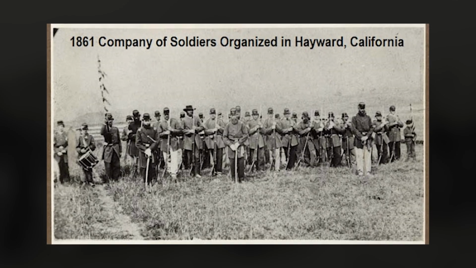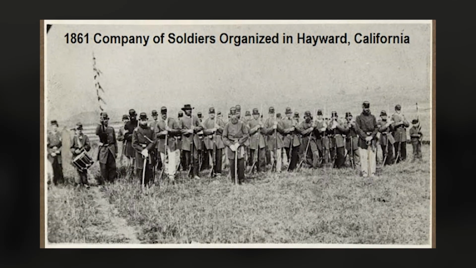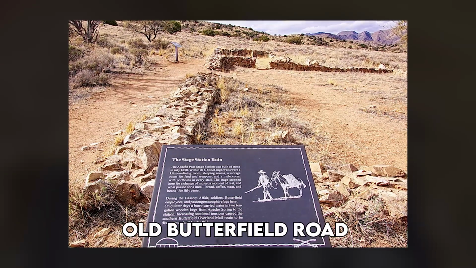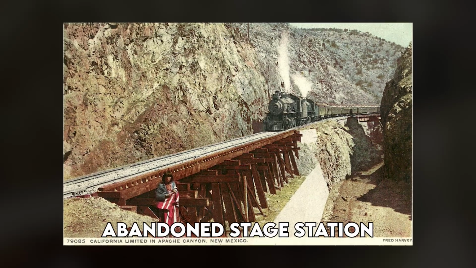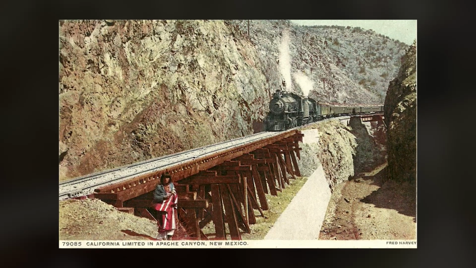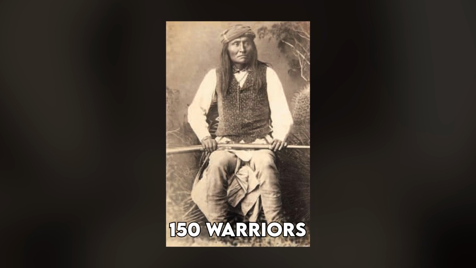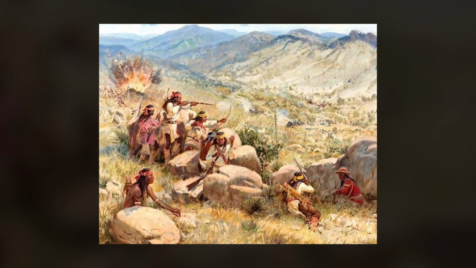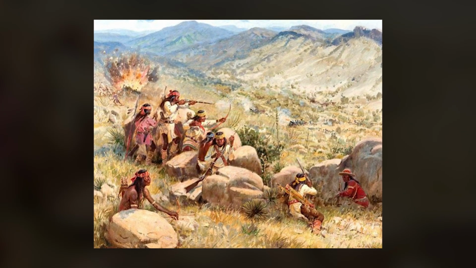This conflict took place when a group of 96 California volunteers, who were part of the advancing force, were making their way to the San Simon River using the old Butterfield Road that passed through Apache Pass. As they neared the abandoned stage station, Cachez and his ally, Mangus Coloradas, along with approximately 150 warriors, launched a surprise attack from the back of the column. In response, the Californians regrouped at the station and managed to drive the Apache into the hills.